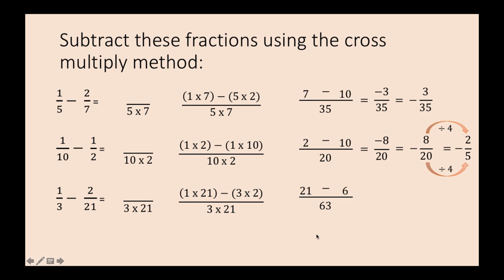Now this one you end up with a nice positive number. Okay, so 21 take away 6 is 15, and 63 remains on the bottom. Now, what you can do here is divide by 3. Both 15 and 63 can be divided by 3. 15 divided by 3 is 5, and 63 divided by 3 is 21. So your final answer is 5 over 21.